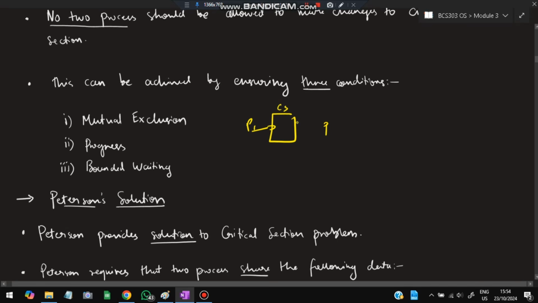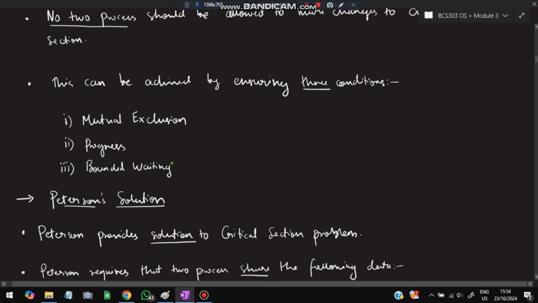If P2 wants to access, it will not be given access; it will have to wait. That is called progress. After P1 is done, next P2 will be able to execute. That is called progress, meaning the sequence in which the processes will be waiting.